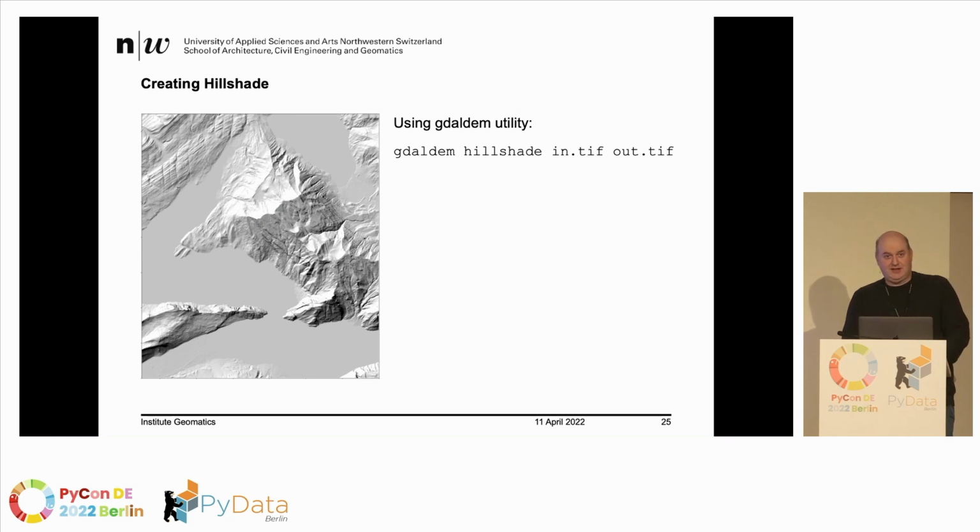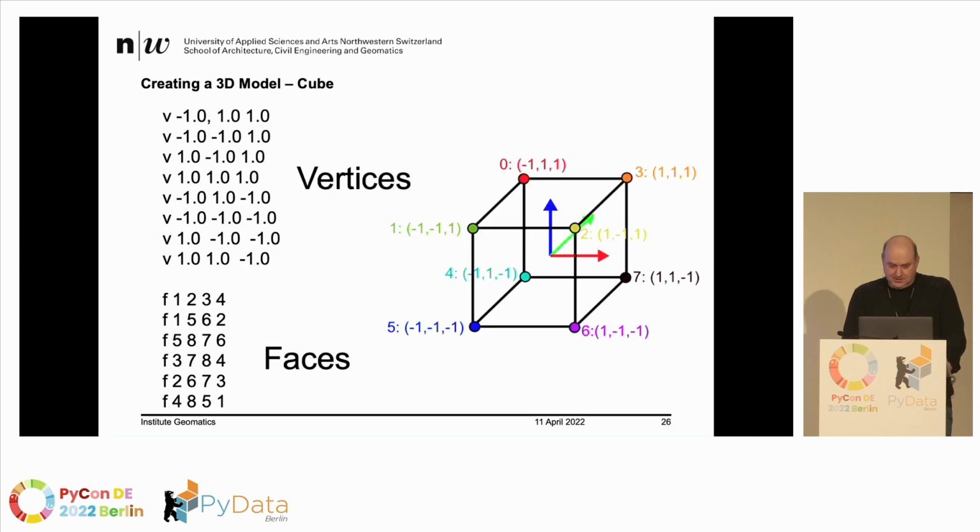So okay, now we have elevation data. Now we have image data available. Now the next step is let's create a 3D model. Creating 3D models is quite easy if you use the most easy available 3D format, and in my opinion, that's the Wavefront OBJ format. It's really simple.